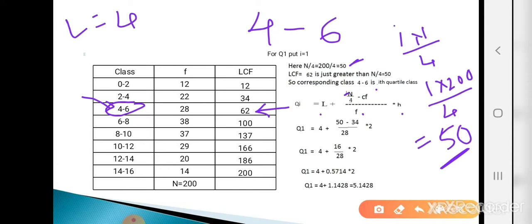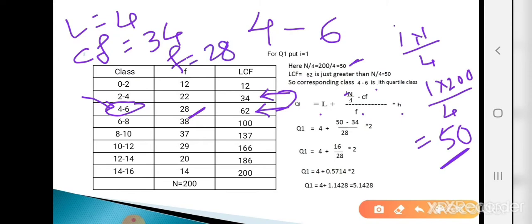Now the CF value means the LCF value before the quartile class. Our first quartile class is 4 to 6, so which LCF value is before that class? Our 34 LCF value is before the first quartile class, so our CF value is 34. Then F is the frequency of the first quartile class, which is 28. So F value is 28.